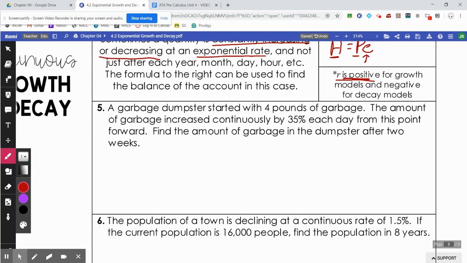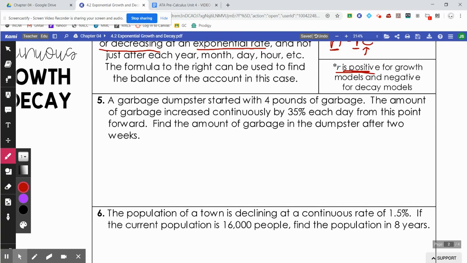Okay, first example. A garbage dumpster starts with 4 pounds of garbage. That's the beginning. That's the P value. Now, in our formula above, that was an A value, so it's kind of mixed up.